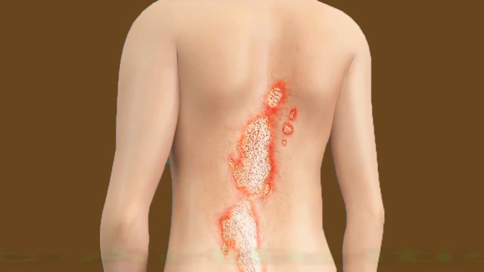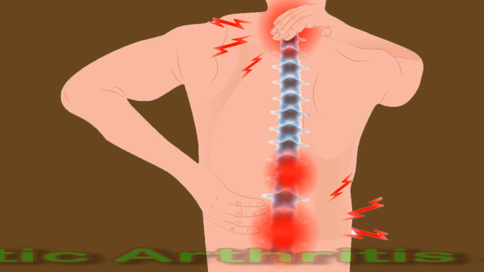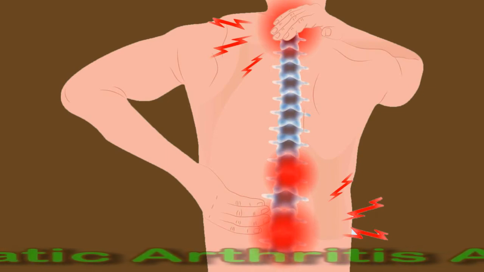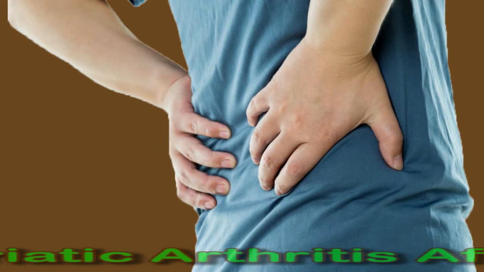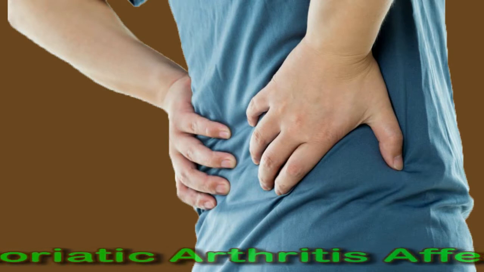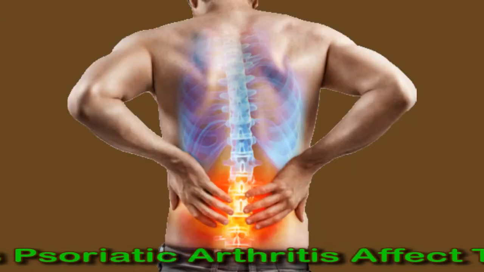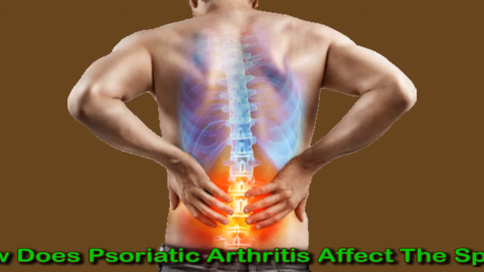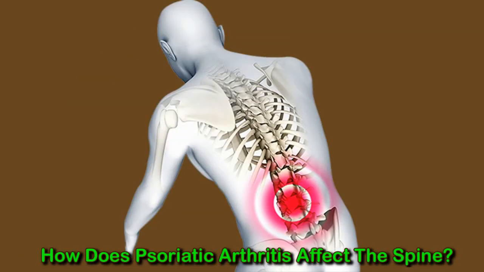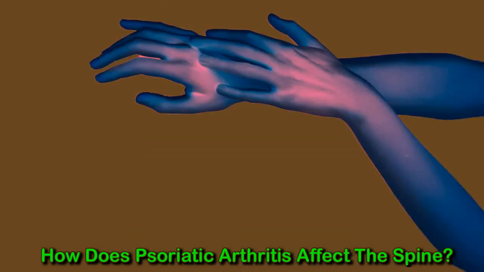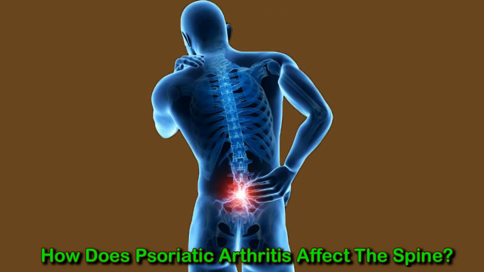How does psoriatic arthritis affect the spine? Psoriatic arthritis tends to develop in the large joints, particularly in the hands and feet. However, it can also affect the spine, causing pain in the back and pelvic area. Psoriatic arthritis is most common in people with psoriasis or individuals with a family history of the disease. Around 30% of people with psoriasis develop this type of arthritis.